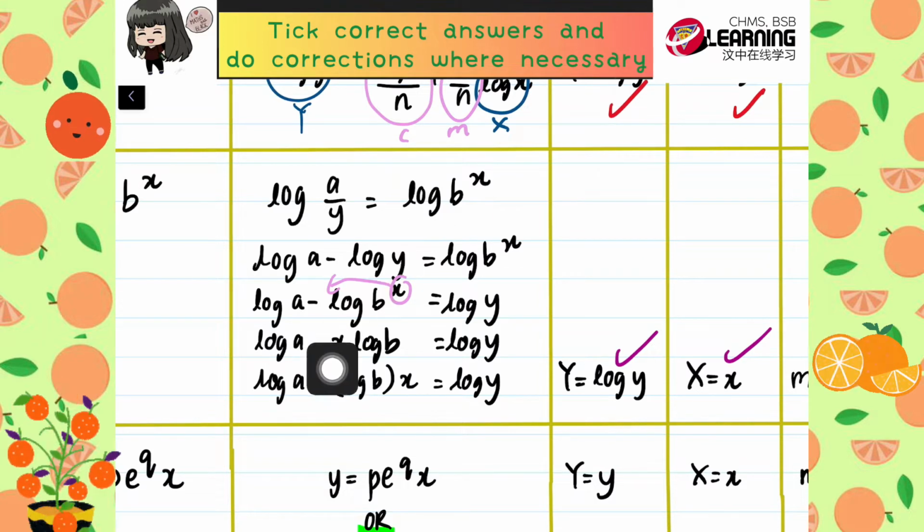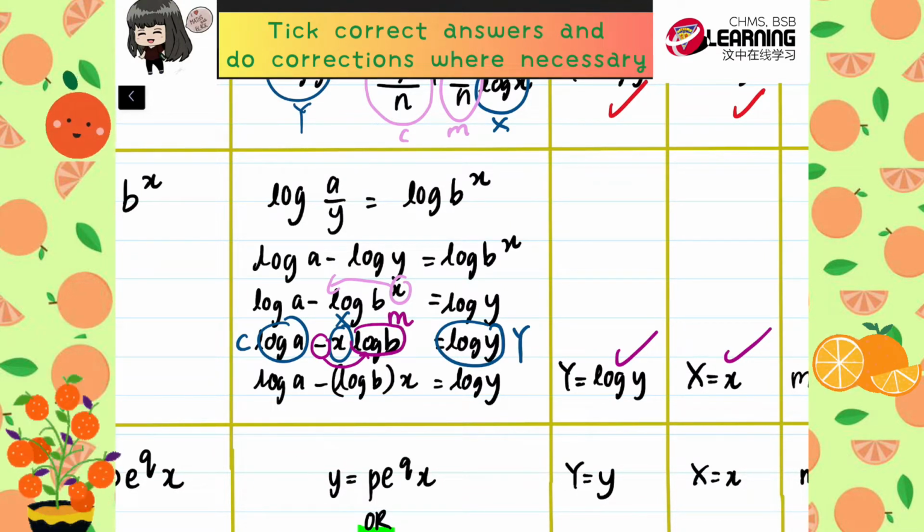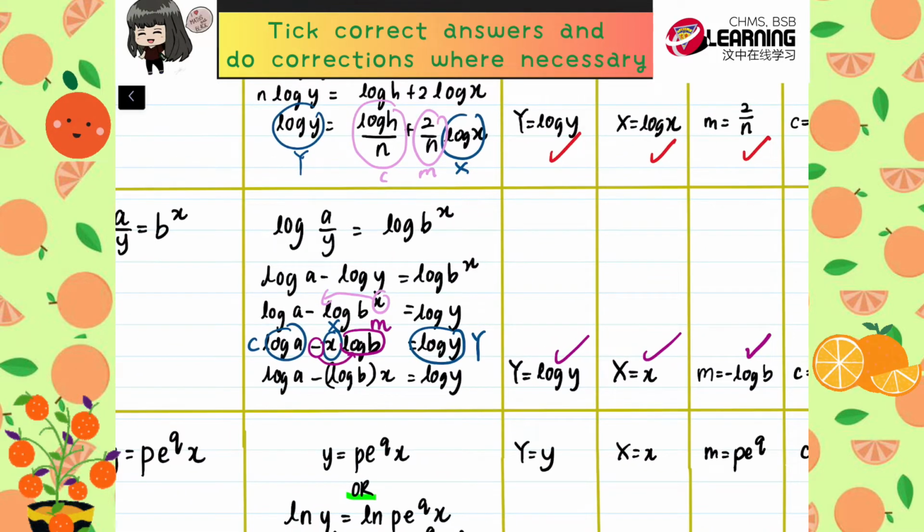Your negative, okay, this is what you get, right? This will be your big Y, and this is your big X, and this is your C. A lot of you think that this negative belongs to the big X. No, it's not, okay? What you're going to do is this negative actually belongs to the log B as well, and it belongs to M, the gradient. So the negative, you give it to the gradient, okay?